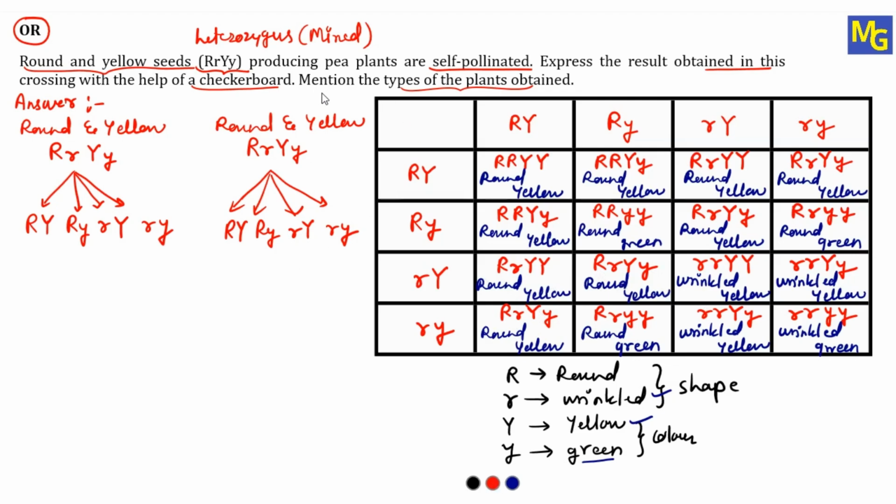Now in the question they have told to mention the type of plants. So write down the types of plants we are getting. First one, round and yellow, first type we are getting. And how many are we getting round and yellow?